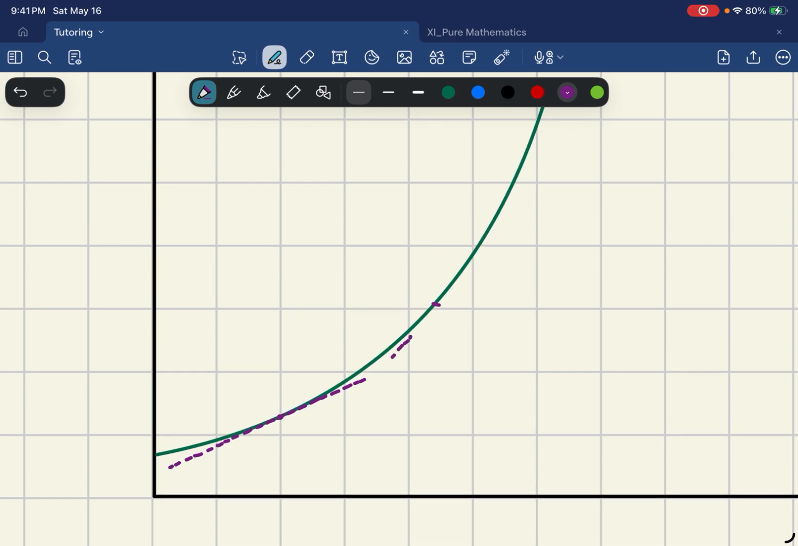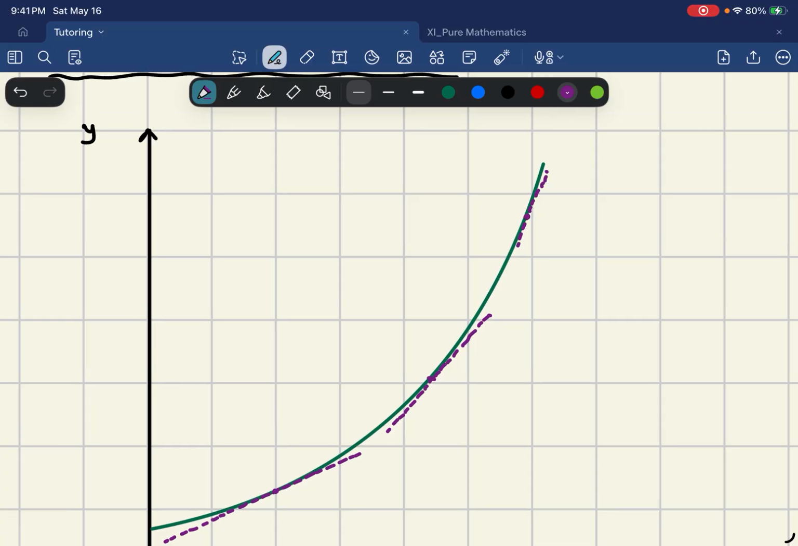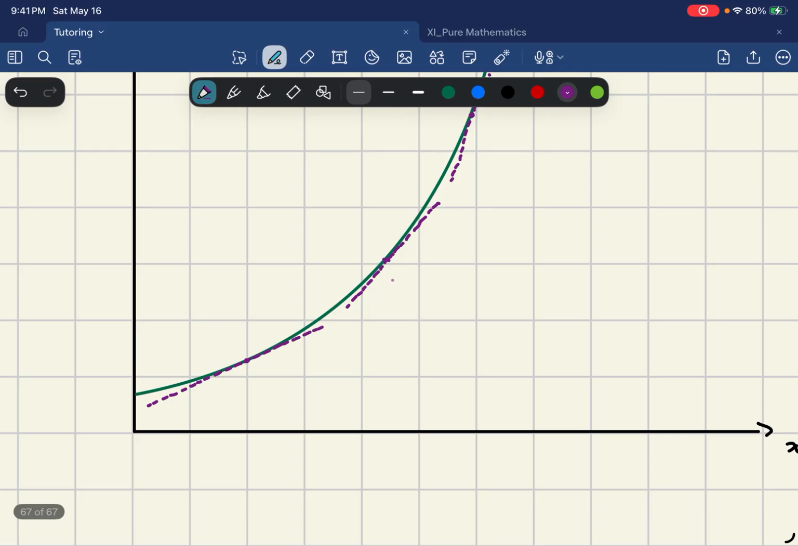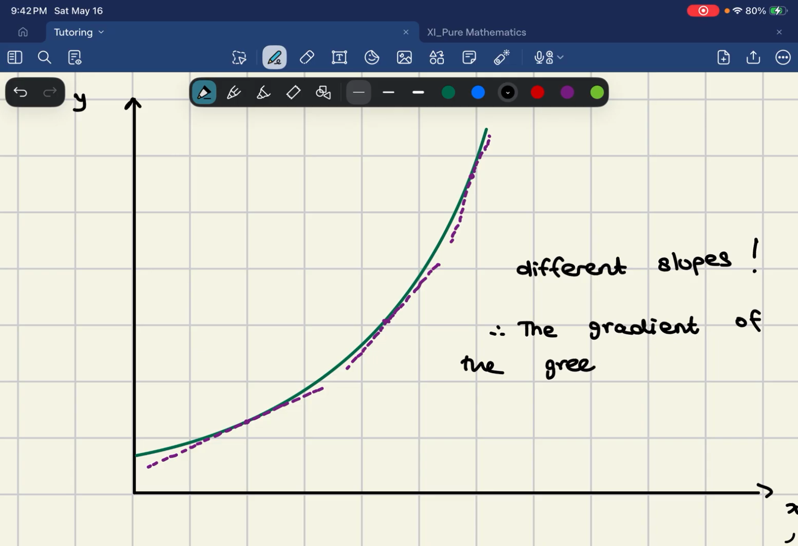now let's take another point. As we investigate these 3 points, you look at these 3 straight purple lines, and you will notice intuitively that these purple lines have different slopes. Therefore, the gradient of the green curve is not constant. It changes. That is the main idea.